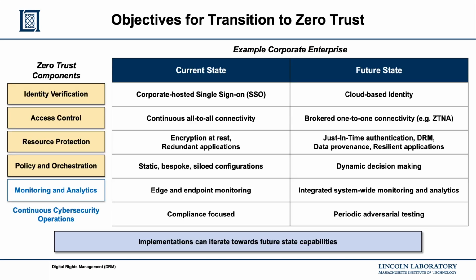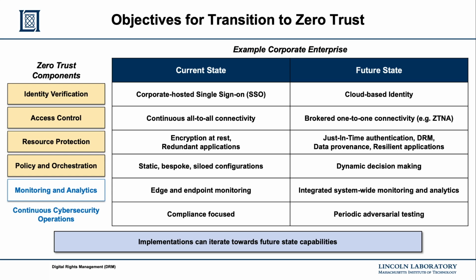But first, before we get into specifics, we want to take a look at those zero trust components and use that to characterize where we are in a current state in a typical corporate enterprise network, and what the objectives would be for a future state that embraces zero trust.